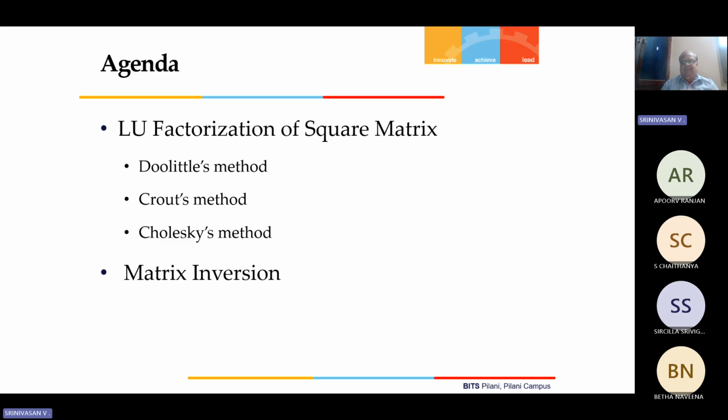Then, of course, matrix inversion is only going to be a kind of recapitulation, as I have been talking about. The emphasis is on finding the inverse matrix of a given square matrix using the Gauss-Jordan method, not by the method you are already familiar with from your school days, like A inverse equal to 1 by determinant A into adjoint A whenever determinant A is not equal to 0.